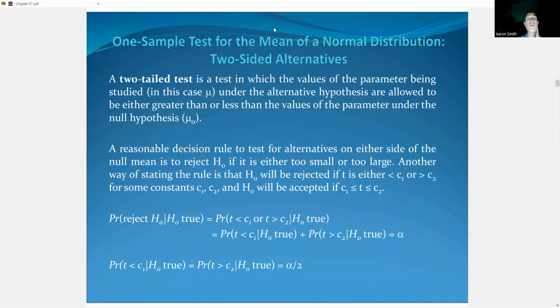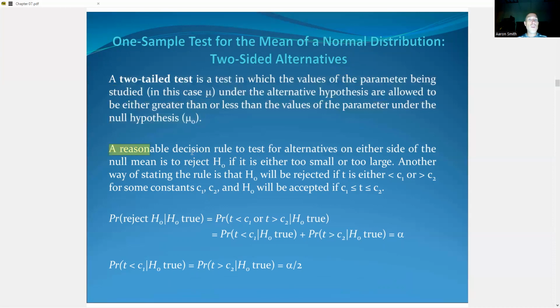All right, now one sample test for the mean of a normal distribution, two-sided alternatives. Previously, we talked about the expected value being greater than the hypothesized value, or less than the hypothesized value. Now we want to look at the possibility of equal versus not equal. The two-tailed test is a test in which the values of the parameter being studied under the alternative hypothesis are allowed to be either greater than or less than the value of the parameter under the null hypothesis. So here we're interested in whether it's equal or not equal to the value.